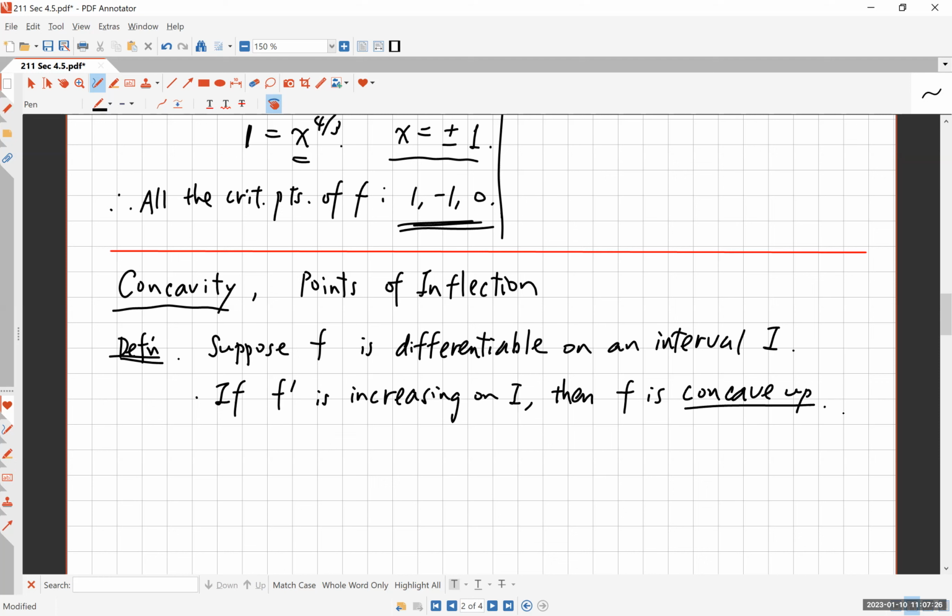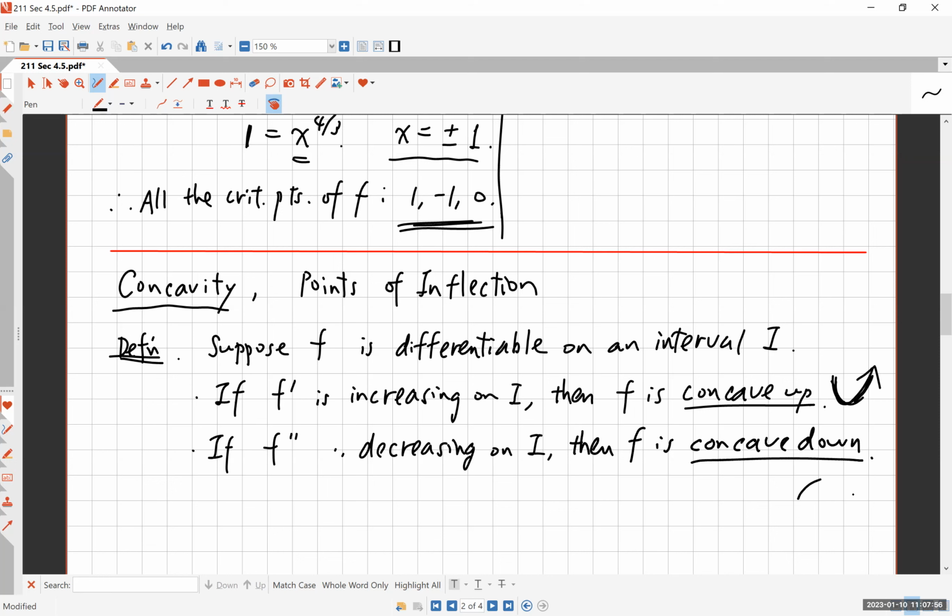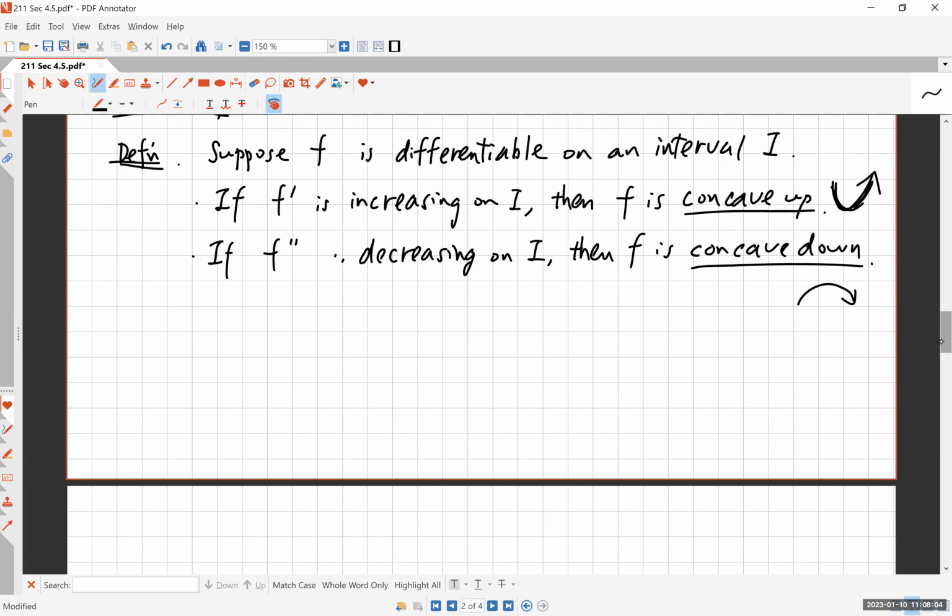All right, and the idea is, basically it's going like this. Any part of this function that looks like this is concave up. Now if f prime is decreasing, that means the rate of increase is decreasing, if you can understand that, and you should, then f is concave down. And for this, you should imagine this picture. One is driving to the right, one is driving to the left. That's the idea.